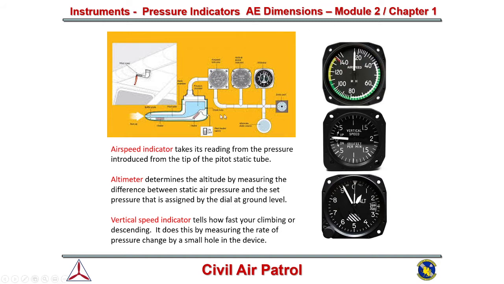So now you have three instruments that utilize air pressure. The airspeed indicator takes the reading from the outside air that's being rammed into your pitot tube, and it's basically going to measure that against the outside pressure to see what the difference is, and that's going to give you your airspeed.